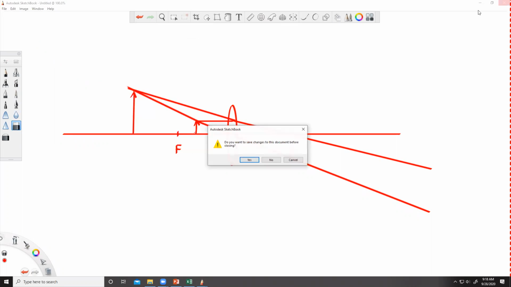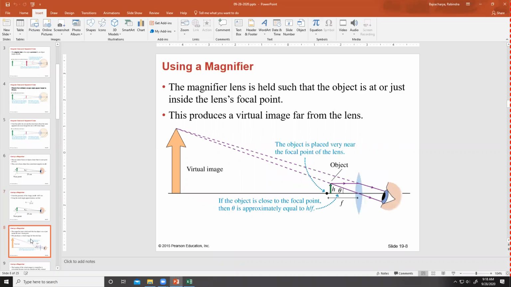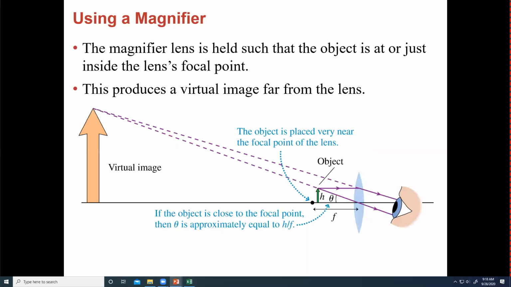So now, what about the magnification? How do we find magnification of the image formed by a magnifying glass? So let's talk about that, okay? Now you see here, this is the image formed by magnifying glass, and the angle subtended by this image is that. The angle subtended by the image.